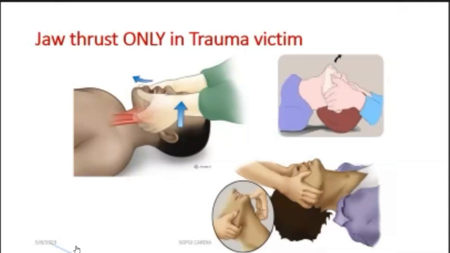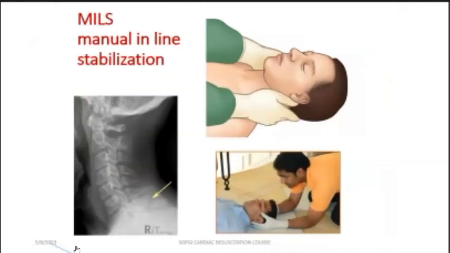So jaw thrust only in a trauma victim when there is history of trauma. Otherwise, head tilt chin lift will deviate the tongue from the epiglottis or glottis, and the glottic opening will be there. And in trauma, we have to do one more thing, which is manual inline stabilization.